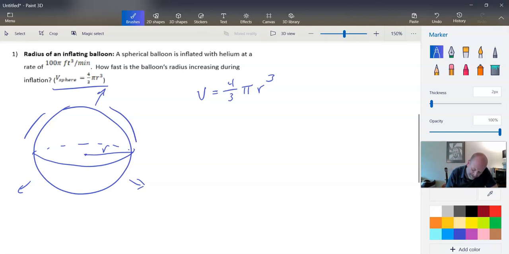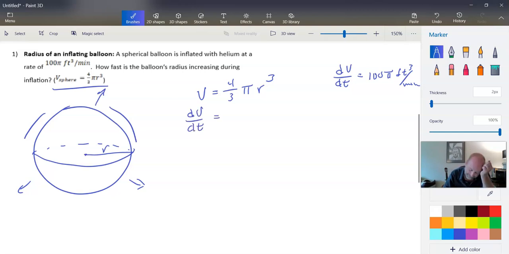We're given a rate that the volume is changing. The volume is increasing at a rate of 100 pi cubic feet per minute. So that's dV/dt. So that's 100 pi cubic feet per minute. Well, let's see what we can do. That dV/dt, so let's take the derivative of everything with respect to t. That would make this dV/dt.